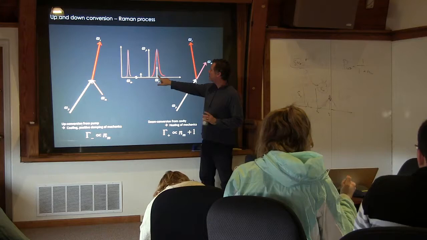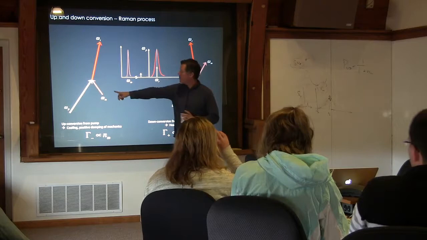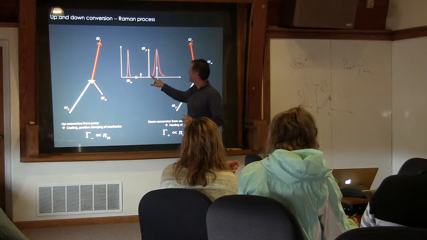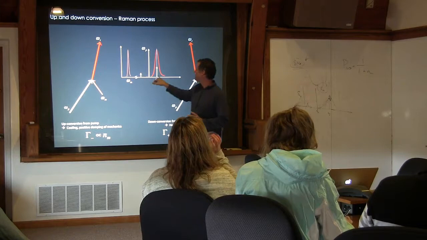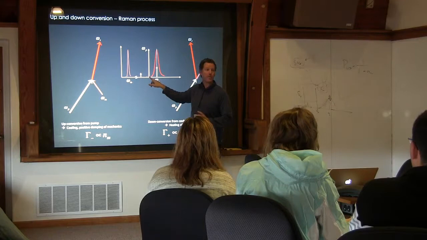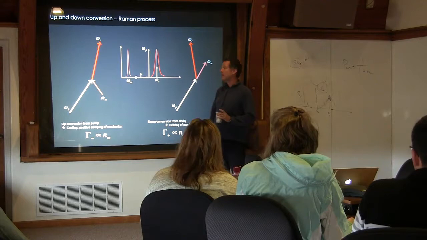okay? And last time we went through this simple picture that if I take a photon, let's say the pump is on the red side, I can absorb a mechanical quantum and get a higher frequency photon, and that's this sideband right here. And this sideband is loved by everybody because this is the one where you cool the mechanics, right? So you keep on sucking up mechanical quanta, you cool it, you get the ground state, these sorts of things.